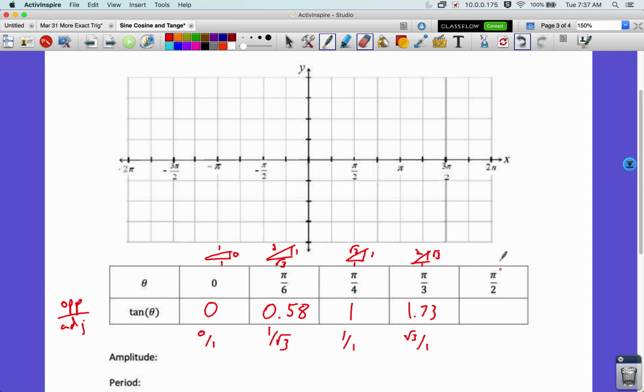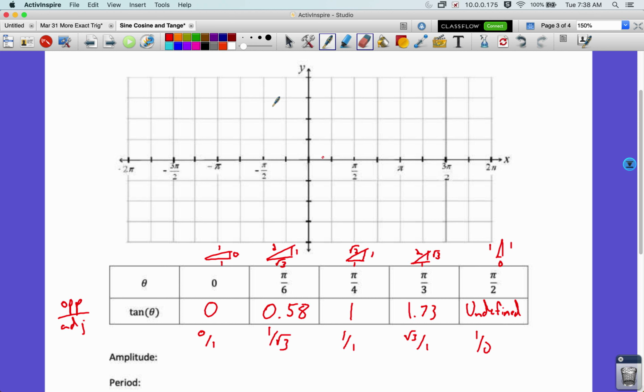And then at pi over 2, we've got our flat triangle facing up like this. Opposite is 1, adjacent is 0. Hypotenuse is 1. Opposite over adjacent is 1 over 0. This is undefined. I didn't write that right. Undefined. All right.